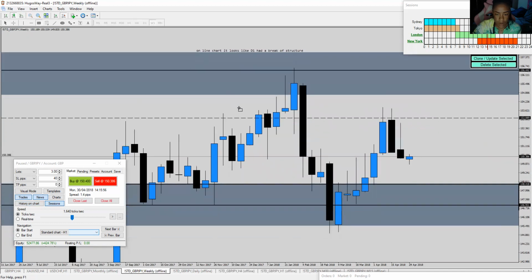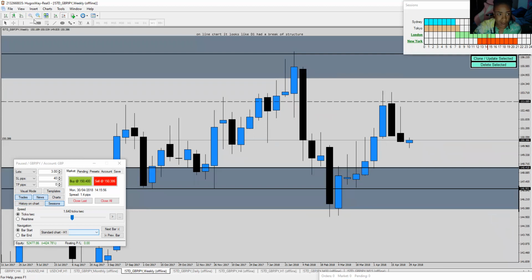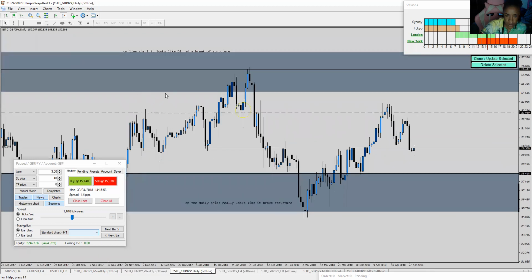So check out, I love the weekly areas, man, honestly. So we have this area that acted as resistance here. Oh, wait. Wrong level, wrong topic. Bearish, bullish. There's this entire, hold on. There we go.